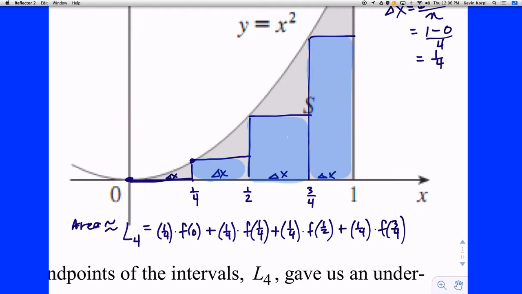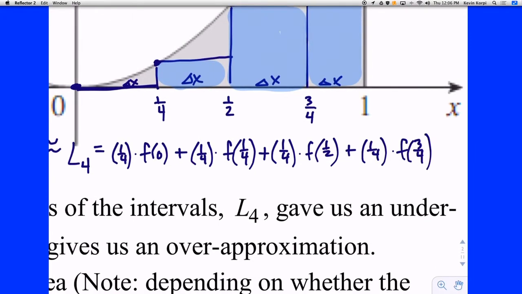In other words, the x values are left justified. We're using the first 4, not the last one. What else do you notice about each of those terms? Do they have any common factors?